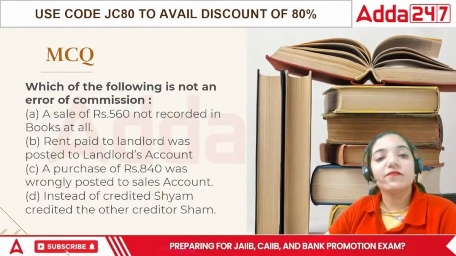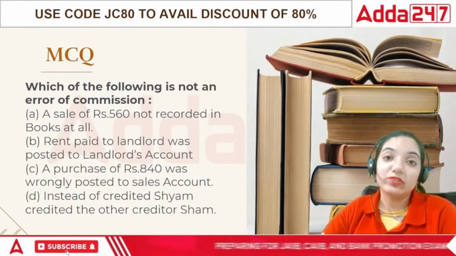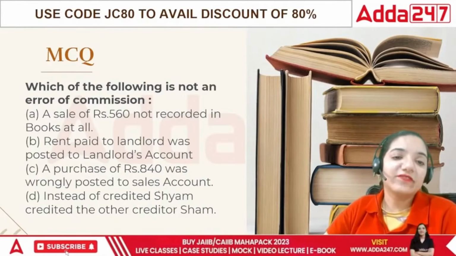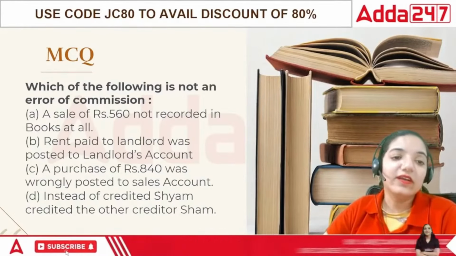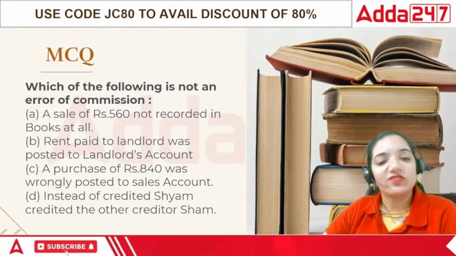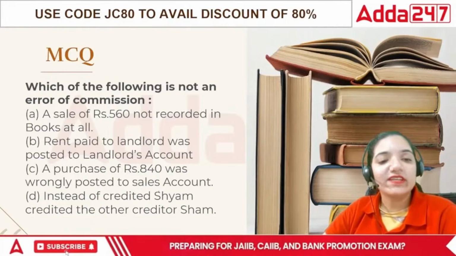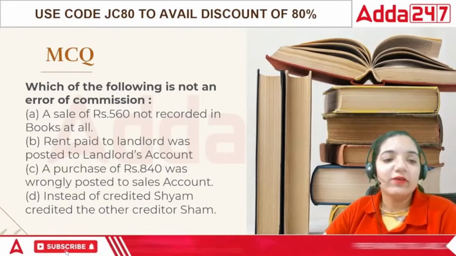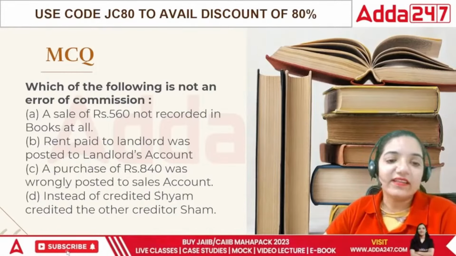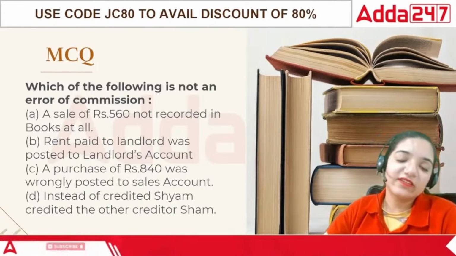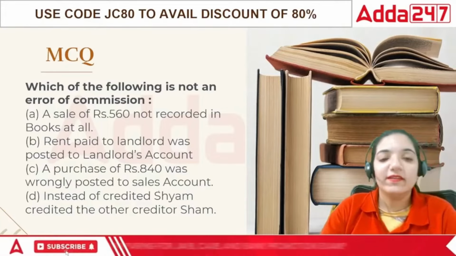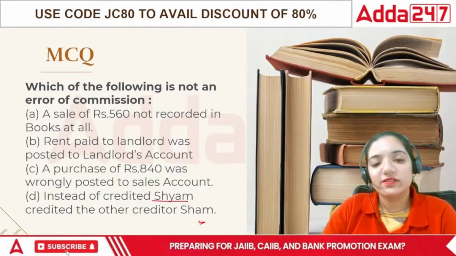Next point. Which of the following is not an error of commission? A sale of rupees 560 not recorded in the books at all. Rent paid to the landlord was posted to the landlord's account. A purchase of rupees 840 was wrongly written in the sales, and instead of crediting Sham, it was credited to another Sham. I told you, they're putting into the wrong account.